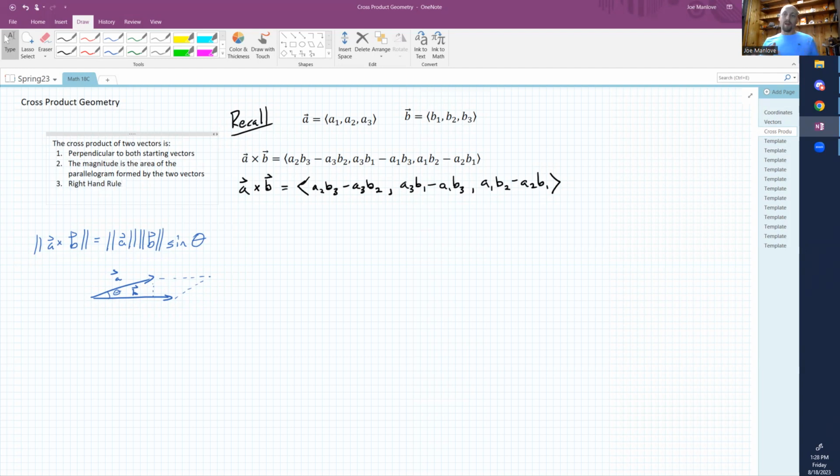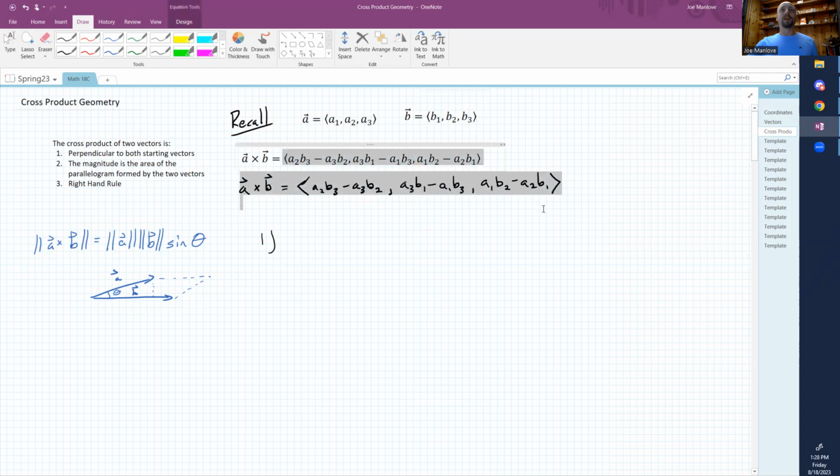So those are my properties. The one that's actually hard to demonstrate is the right-hand rule. To demonstrate my orthogonality, let's spend a second with thing one. For thing one, I need to take my cross product and dot it with A or dot it with B. If I can get 0 out of that, I'll know it's perpendicular. So I'm going to do it for A. So I'm going to take my vector here.